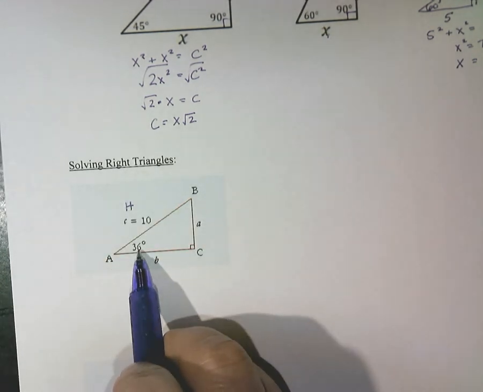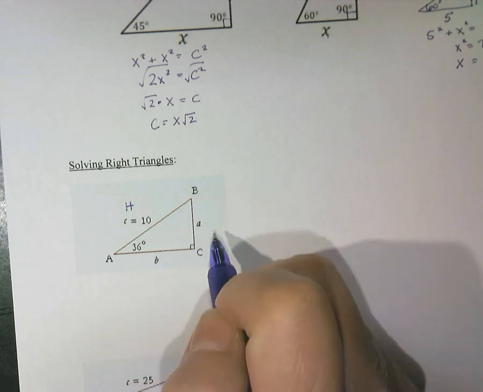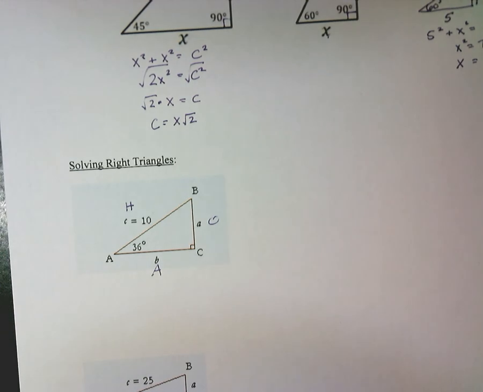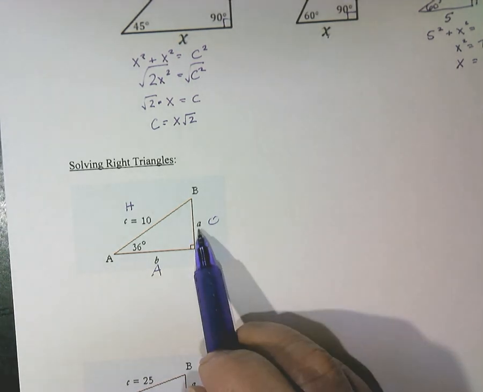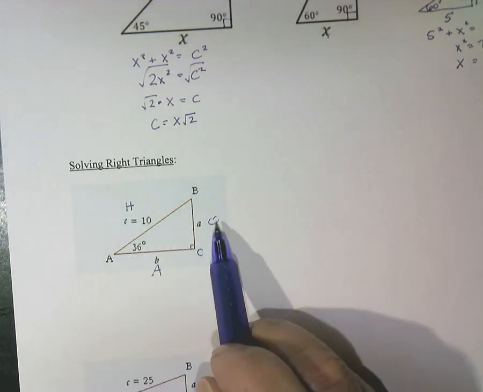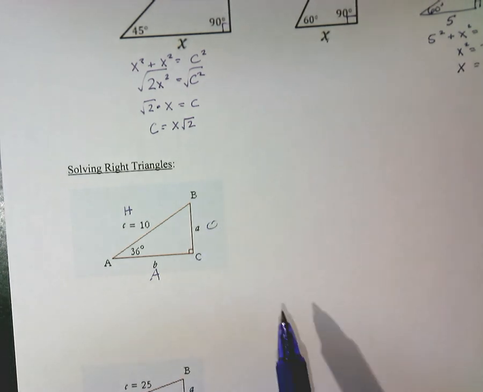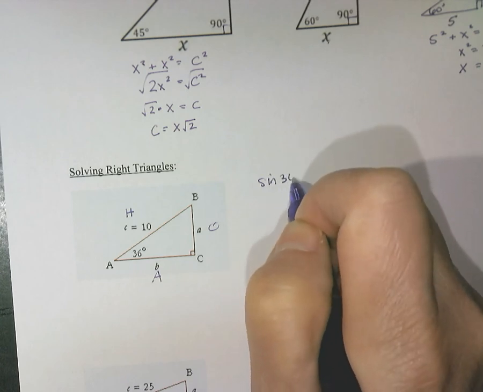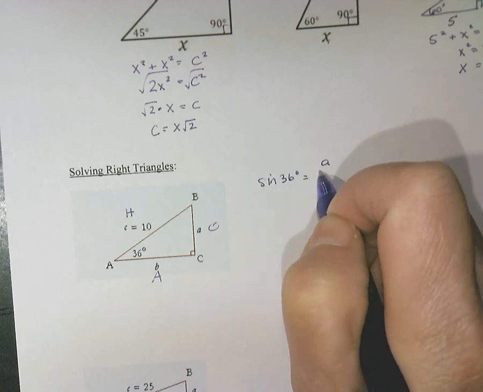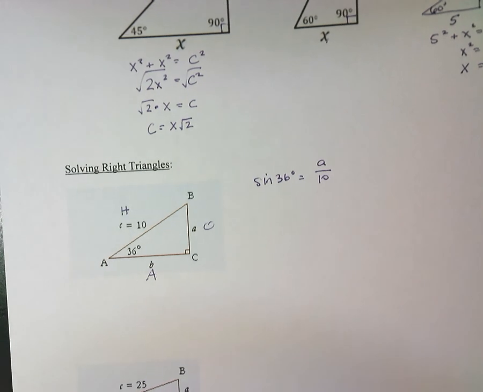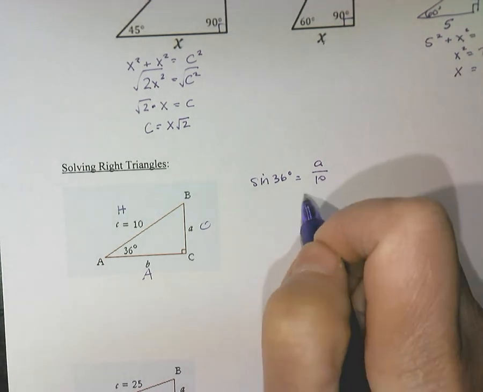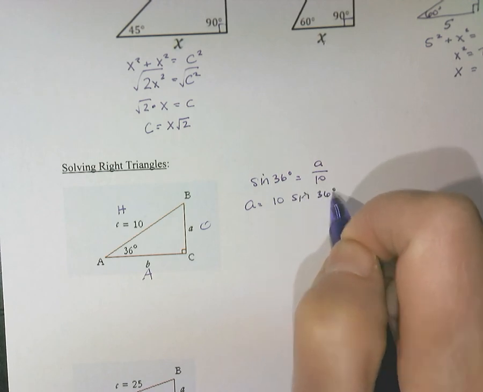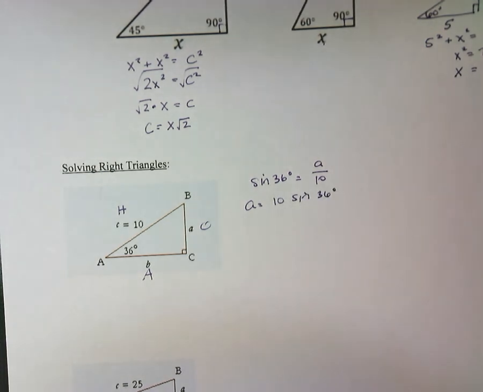If this is the angle 36, then A is going to be the opposite, and B is going to be the adjacent. So if I want to find A, I've got the hypotenuse, and I want to find the opposite. So I'd have sine of 36 degrees equals A over 10. To solve that, I'm going to multiply 10 times the sine of 36. And then I'm going to use the calculator.